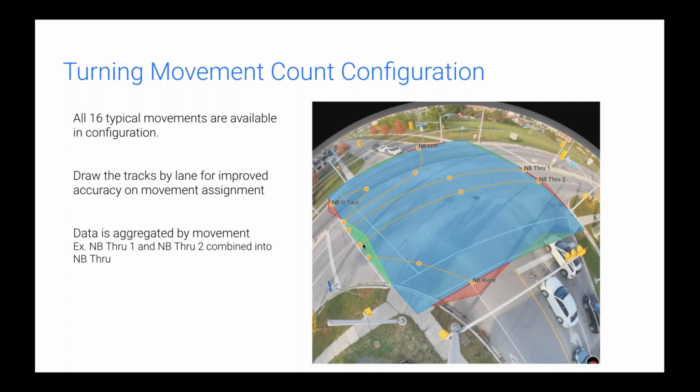Sometimes vehicle movements aren't always exactly as you'd expect them to go. Sometimes people swerve or make interesting decisions in a lane. So that's why you want to track both lanes. Now, when you actually look at the turning movement counts, it will aggregate that data by movement. So through 1 and through 2 will both be combined into a northbound through.